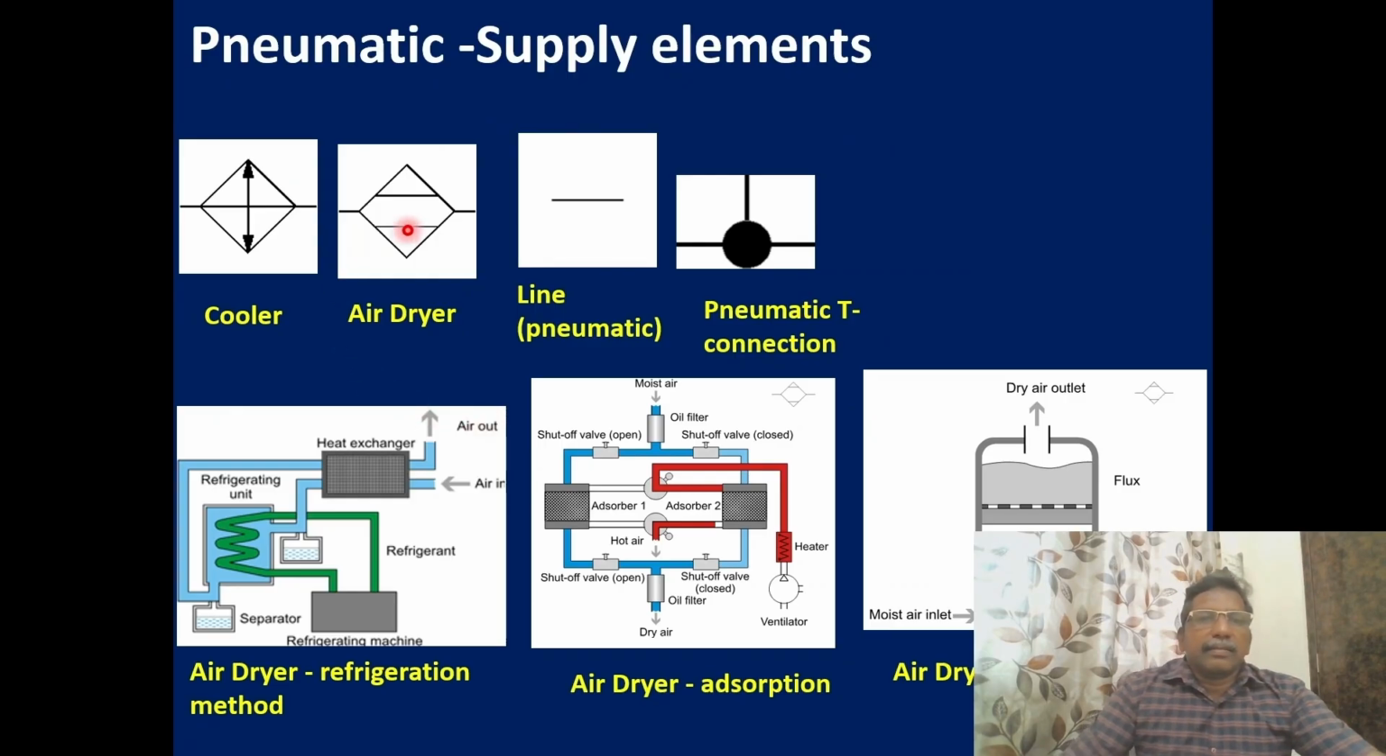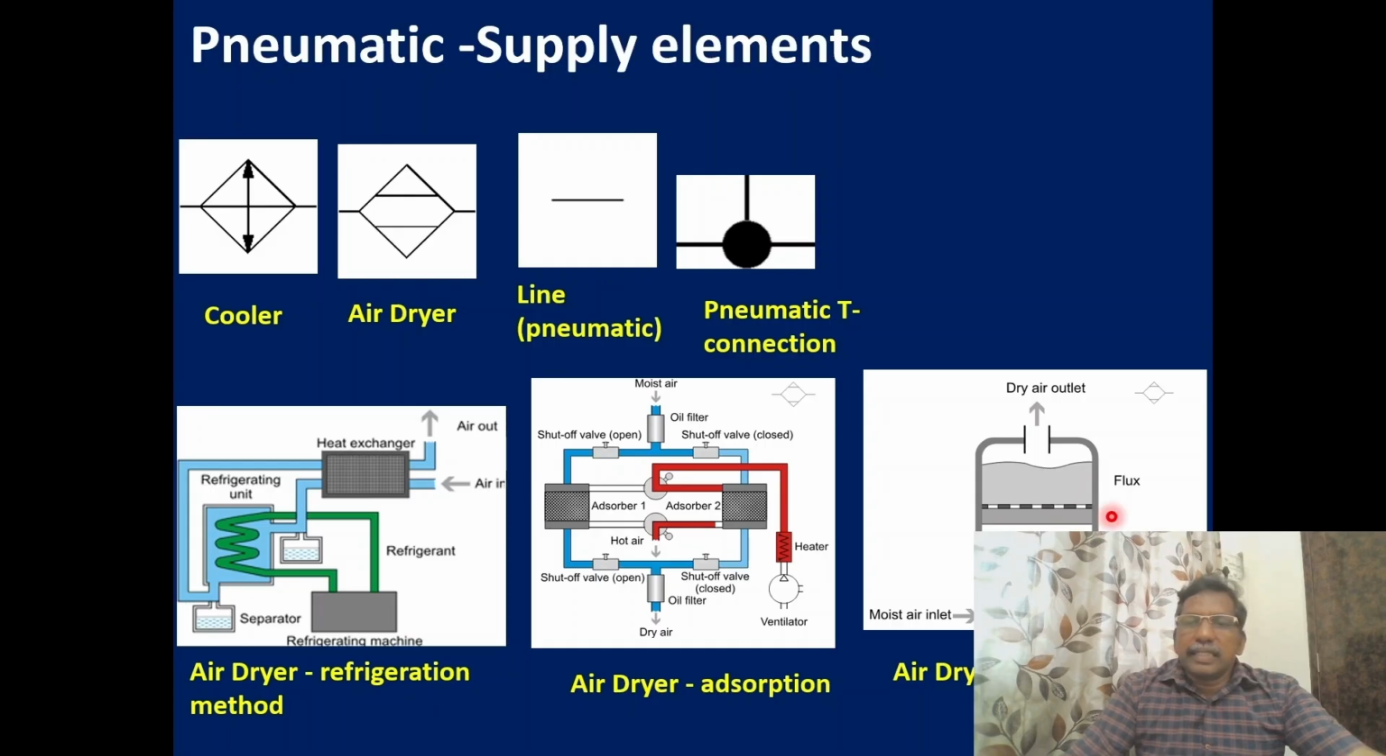The next one deals with the cooler and air dryer available in the compressor. Then how we draw the circuits: we use a pneumatic continuous line, and we have T connections for joining two or three lines. Also, we have dryers. We have three different types of air dryers: absorption, adsorption, and refrigeration.